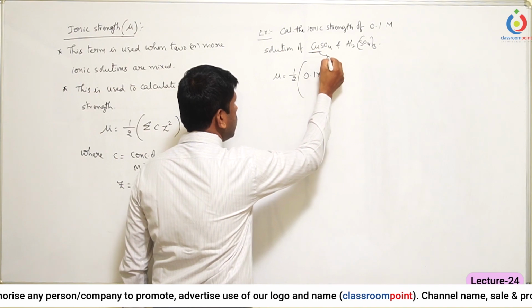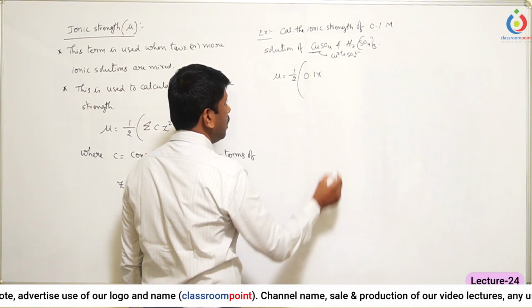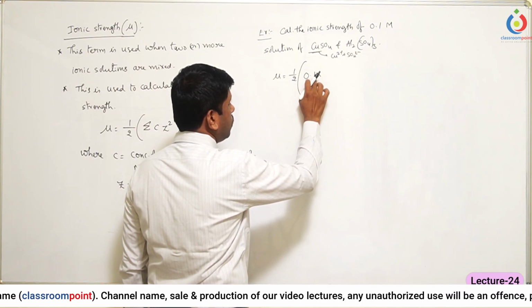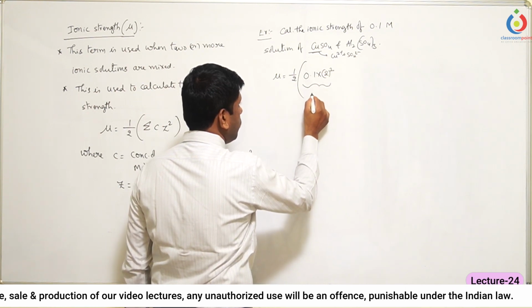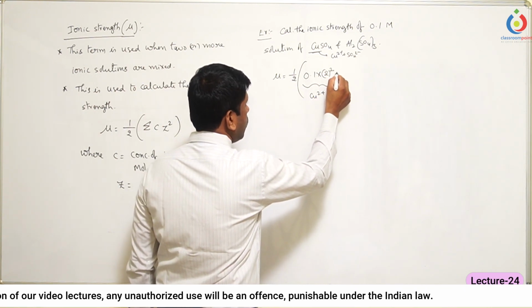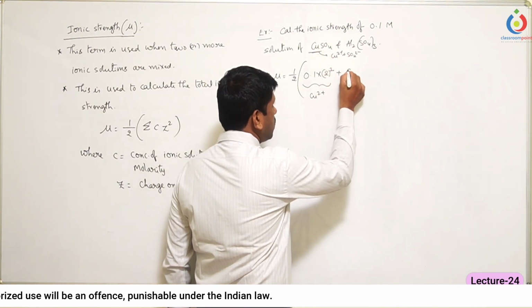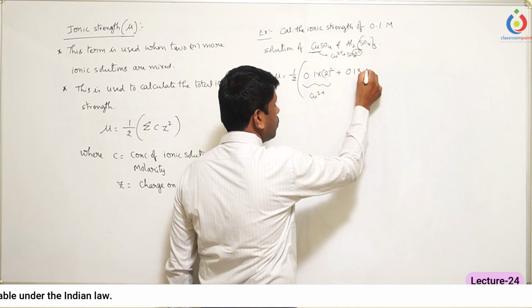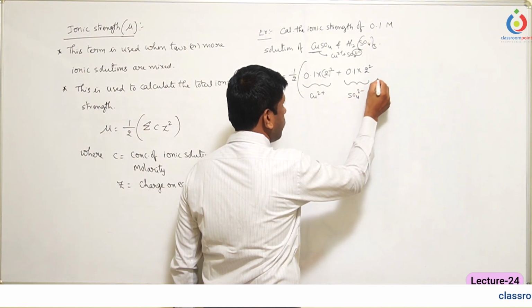We know that it dissociates into Cu2 plus and SO4 2 minus ions. So here the copper concentration is 0.1 and its charge is 2, squared. This is for the Cu2 plus ion. The sulfate ion is also only one, so 0.1, and again its charge is 2, so 2 square. This is for the sulfate ion.